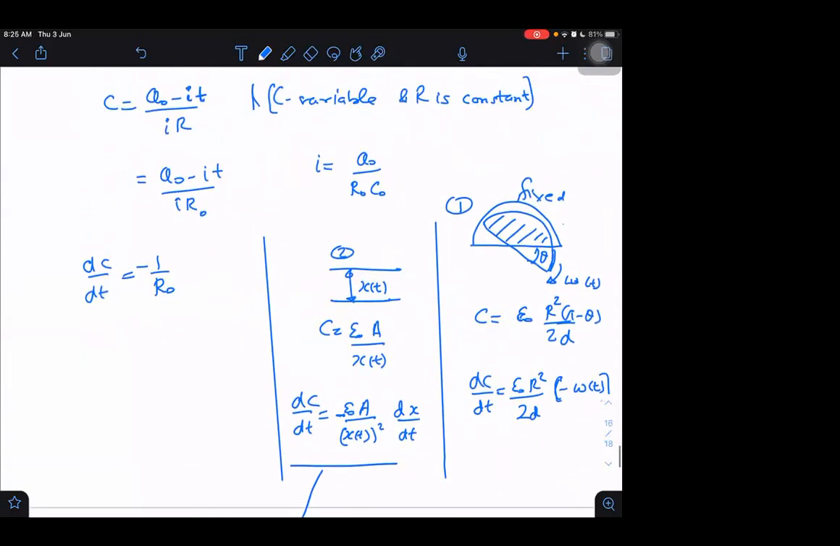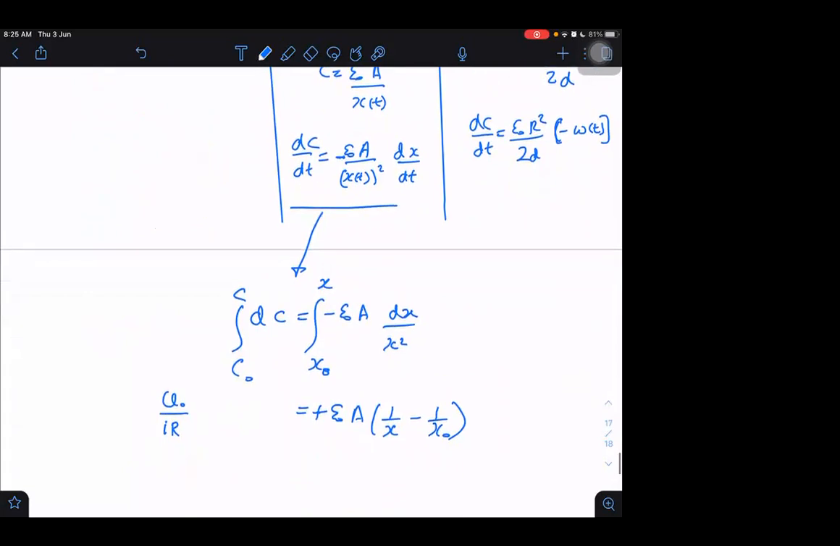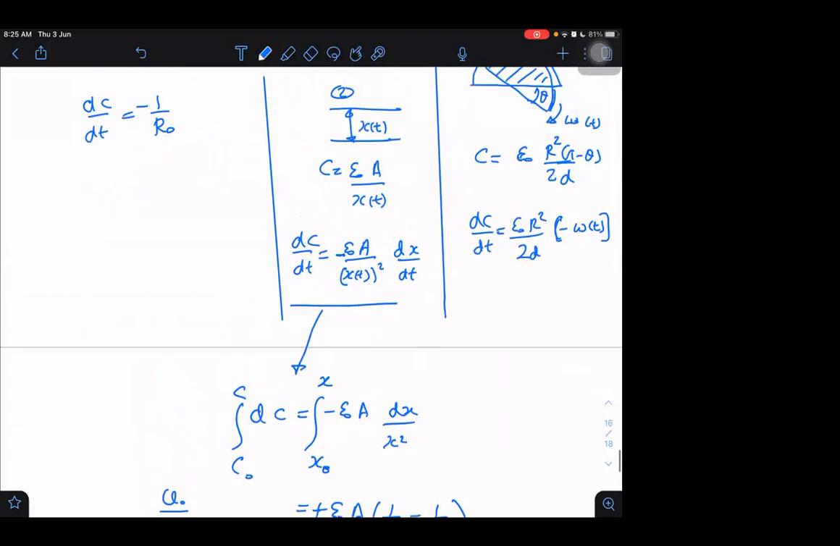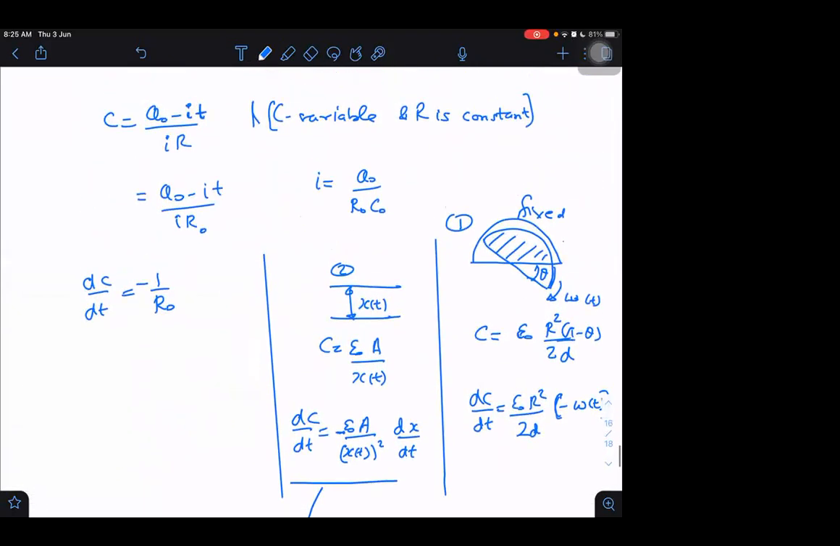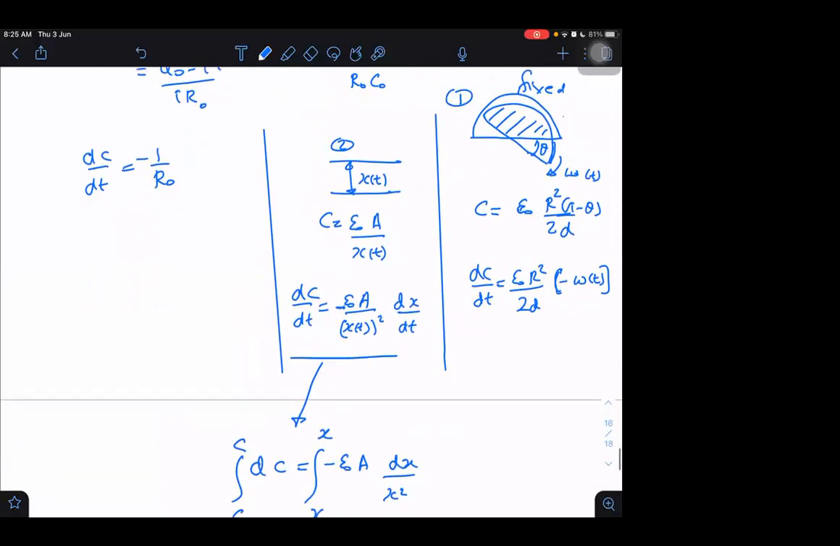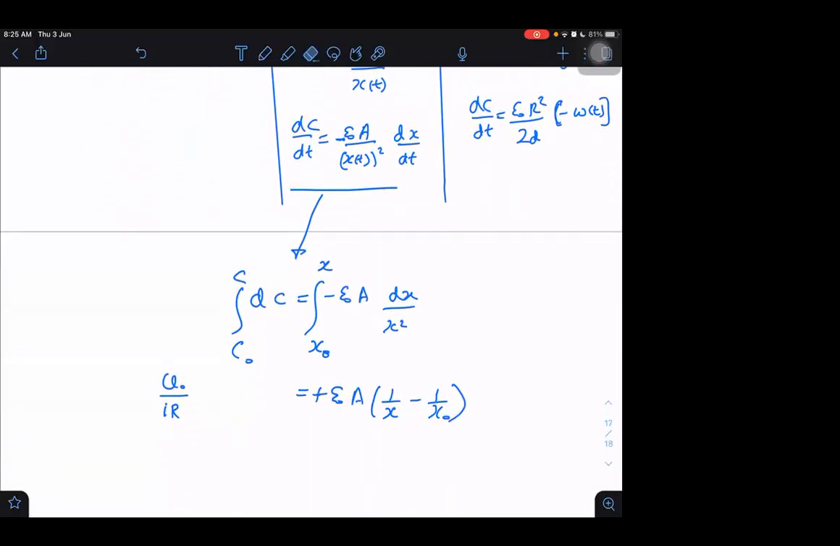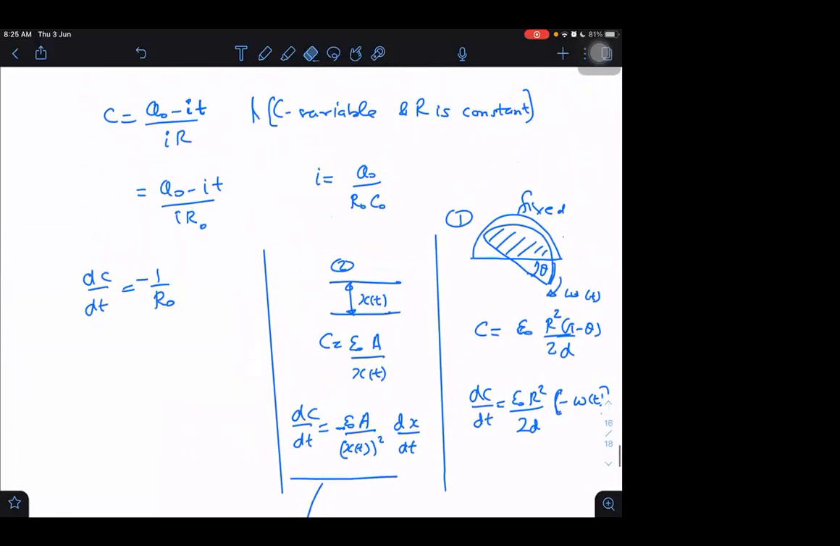It is C minus C naught, or what? It is the change in capacitance, right? C minus C naught, where C naught is at t equal to 0. That is Q naught by I R naught. So C naught is given to find the initial distance between the plates or something. C naught can be found here itself: Q naught by I into R naught.